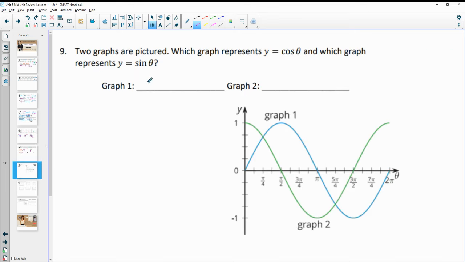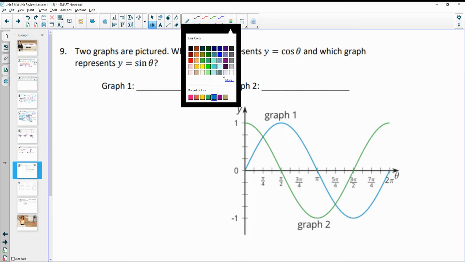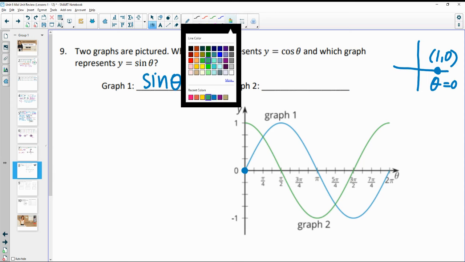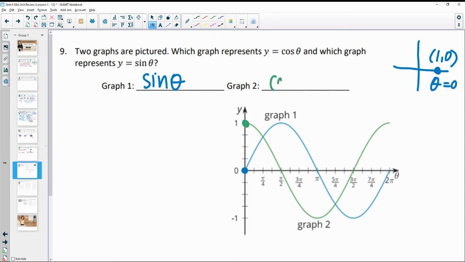Number 9, 2 graphs are pictured. Which graph represents cosine and which graph represents sine? So remember, on our unit circle at 0 theta, this ordered pair is 1, 0. So when theta equals 0, cosine equals 1. When theta equals 0, sine equals 0. So sine is starting at 0, so this graph 1 must be our sine function. And graph 2 at 0 is starting at 1, so this must be our cosine graph.